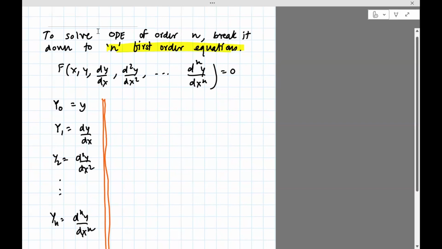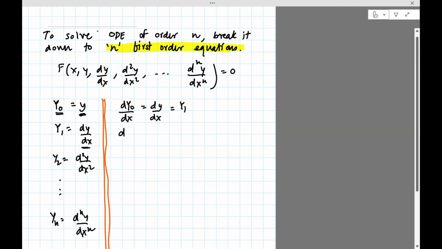Okay, so it should be fairly easy to see that if you do dy1, sorry, my bad, dy0 dx. Okay, so what's dy0 dx? It's basically dy dx, right? Just the derivative of this. But what is dy dx? It's right here. It's y1.